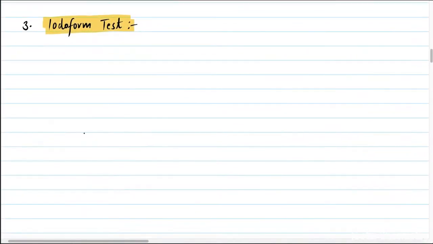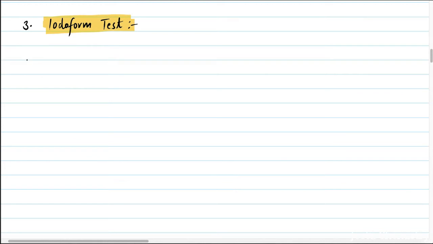Next one is iodoform test. Iodoform is a very important test for 12th class examination. So in iodoform, very simple: CH3-C double bond O-CH3. A single carbon on either side of C double bond O confirms this test. Both have a single carbon there.